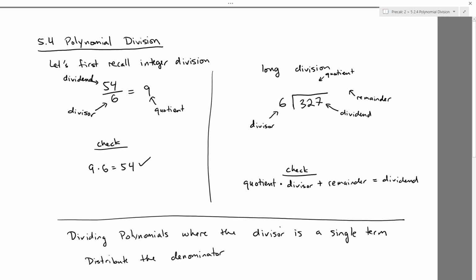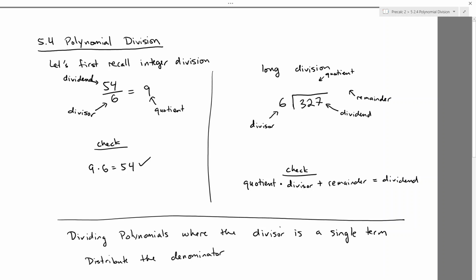So here we have 54 divided by 6. So you ask yourself, how many times does 6 go into 54? And it happens to be 9 times. And you can always check by multiplying the quotient times the divisor. All right, so 9 times 6 gives me back 54.